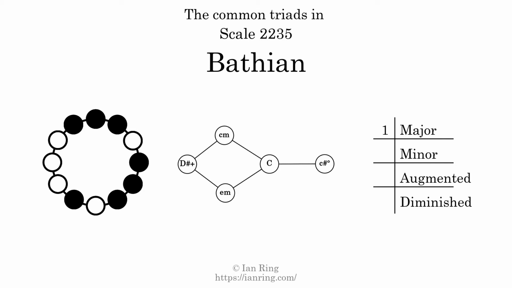There is one major triad. There are 2 minor triads. There is one augmented triad. There is one diminished triad. Here is a Hamiltonian path of parsimonious voice leading that uses all the triads.